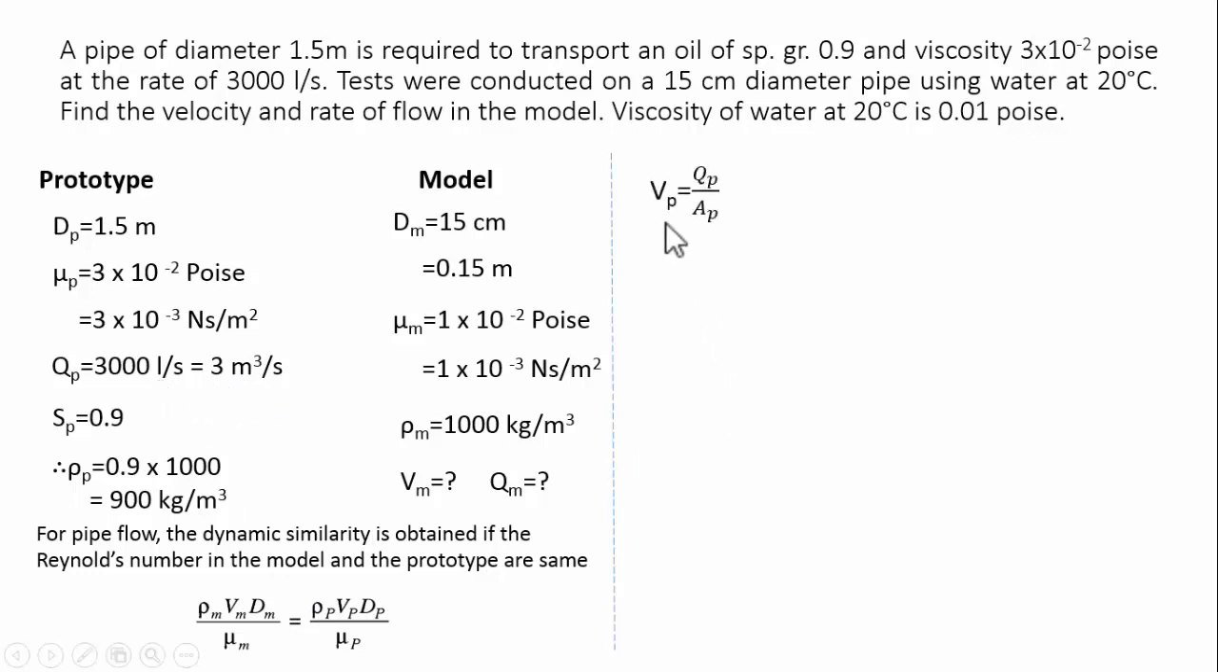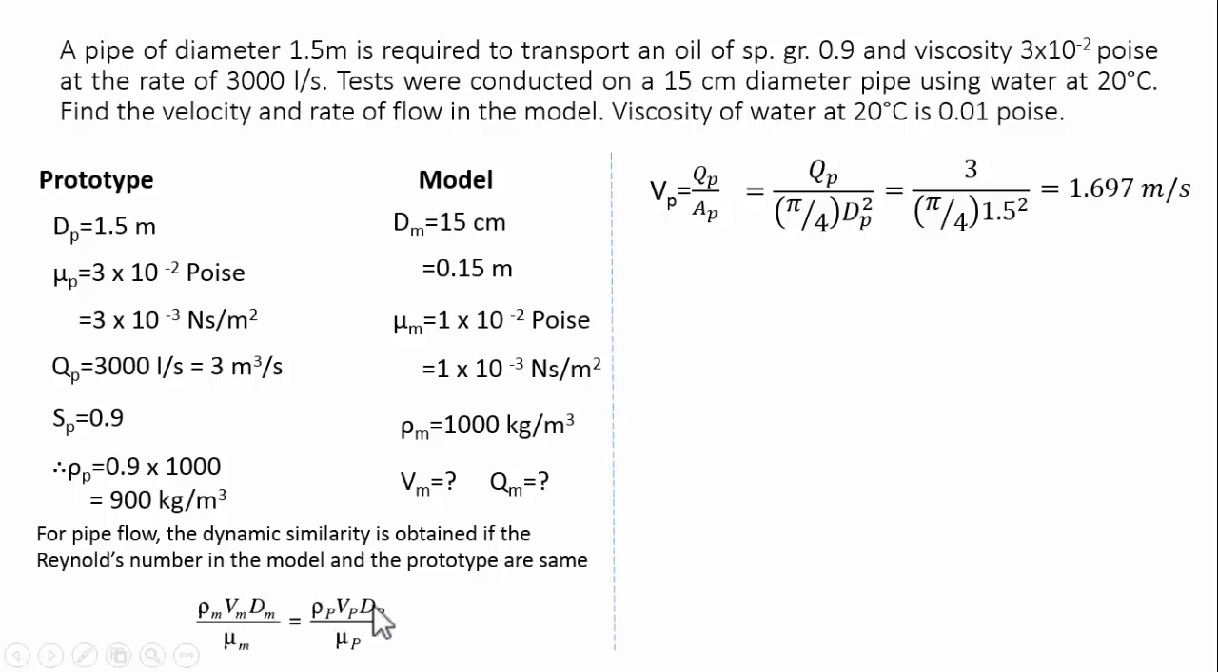Velocity is generally equal to Q by A, because we know by the continuity equation Q is equal to AV, therefore V is equal to Q by A. Q in the prototype is known and area can be calculated by the formula pi by 4 d square. So Q in the prototype is 3 meter cube per second and the area of the pipeline is pi by 4 into 1.5 squared, that is diameter squared. And now we have calculated the velocity in the prototype.